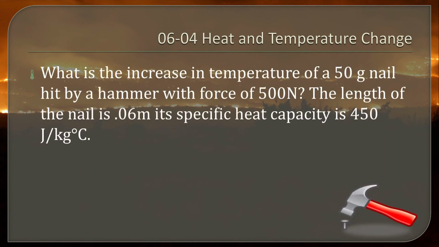What is the increase in temperature of a 50-gram nail when it's hit by a hammer with a force of 500 newtons? Let's say the length of the nail is 0.06 meters and the specific heat capacity is 450 joules per kilogram degree Celsius. Well, we'll start with our heat is MC delta T. So we're changing our temperature. The mass is 50 grams, so that'd be 0.050 kilograms. Our C is 450 joules per kilogram degrees Celsius. And we're looking for the change in temperature.